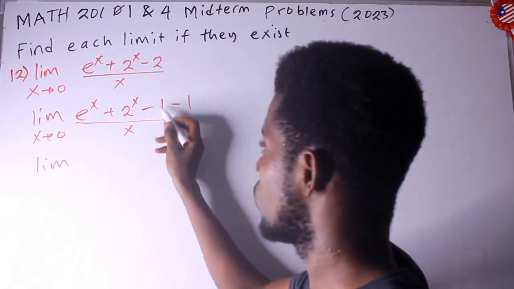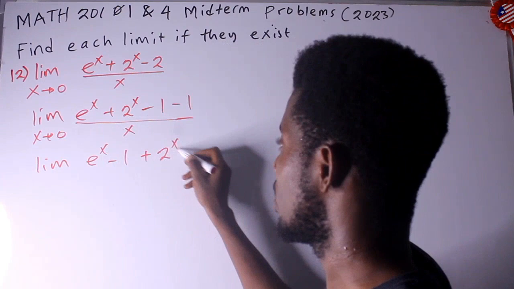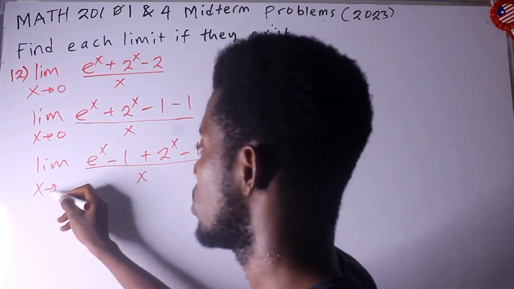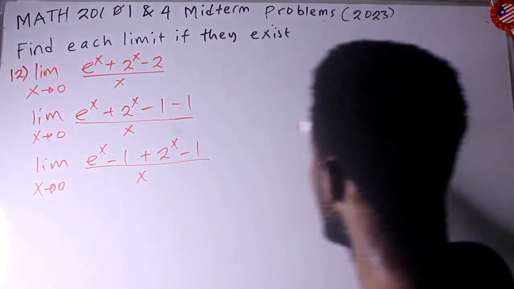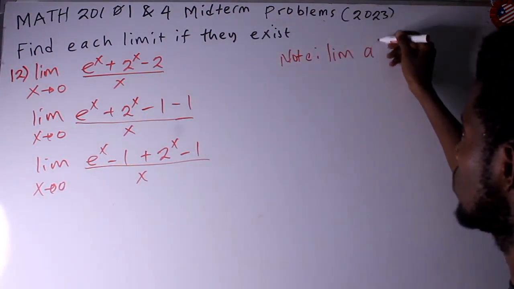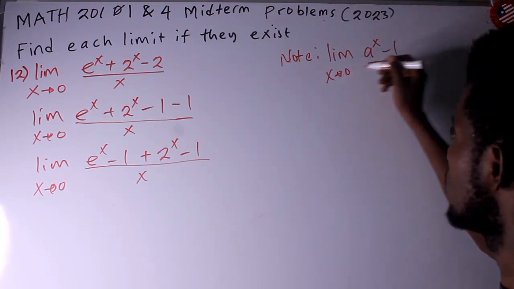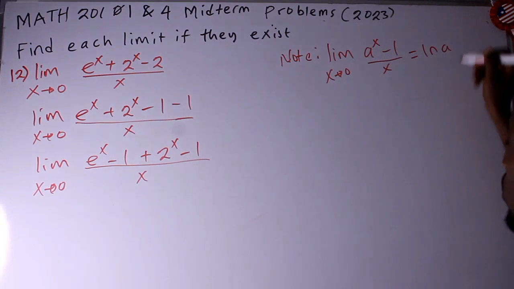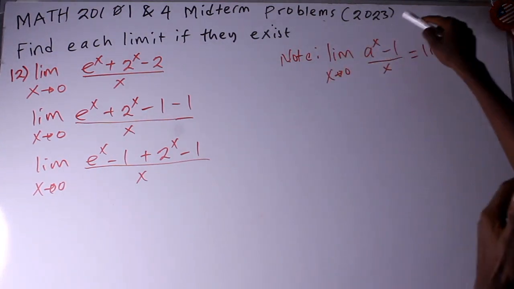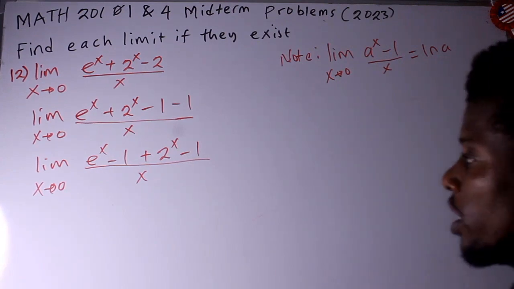So this negative 1, I'm going to send it to e to the x, and 2 to the x minus 1, all divided by x as x approaches 0. Now note something right here. You have the limit of a to the power x minus 1 all over x as x approaches 0. This will be the ln of a. Anytime you have that, a to the x minus 1 all divided by x as x approaches 0 is the ln of a.